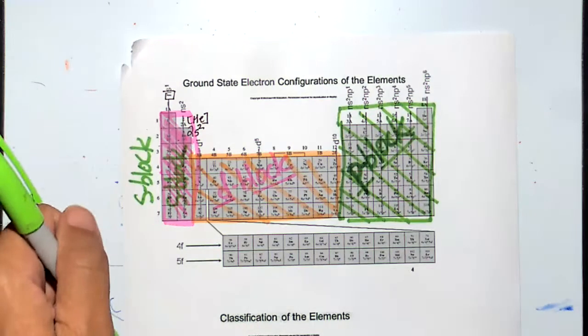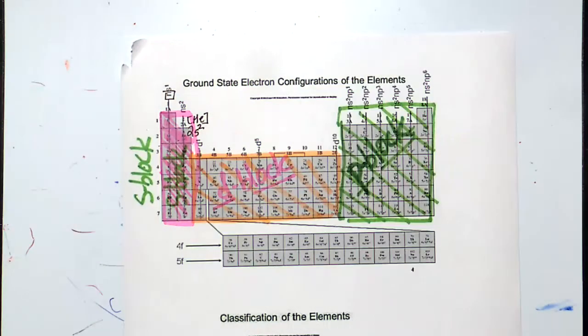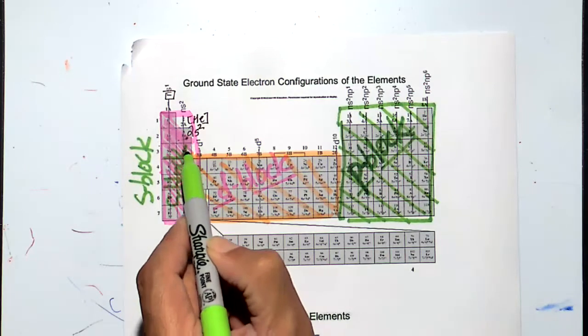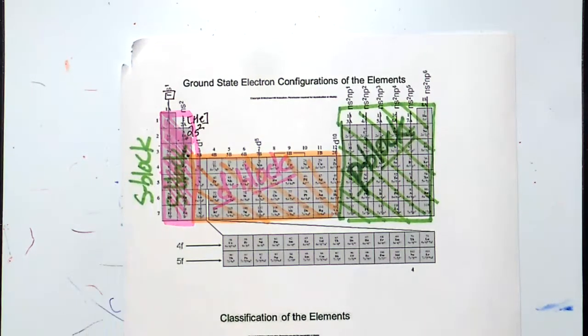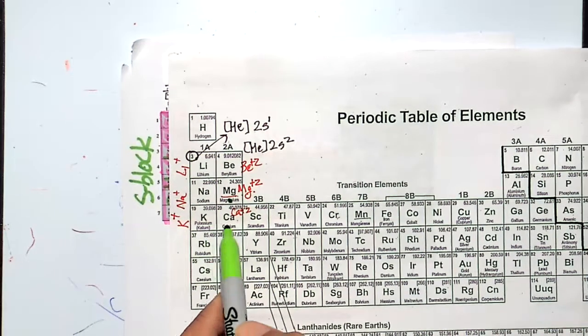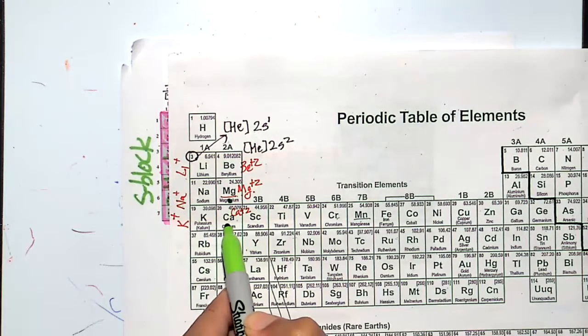Remember, we're going down, that's a group. Left to right is a period. So 2s2, what would this element be? This element, magnesium, it would be 3s2. What about calcium? It would be 4s2.